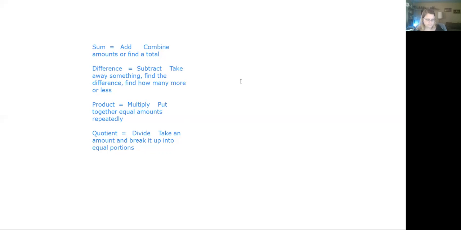On example 2, we have Ahmed, Rita, and Lilia are sharing the $126 profit from their yard sale. So we have 3 people sharing something equally. That means we're dividing it. We're taking an amount and we're breaking it up into equal portions. So our option there, we have option D is the total amount divided by 3.